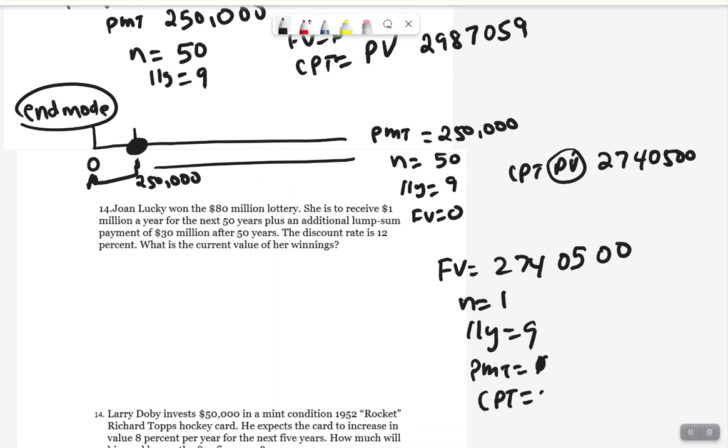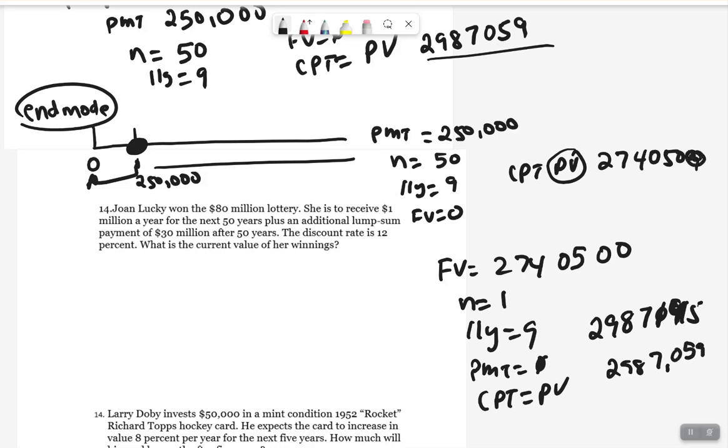You're going to compute your present value, and that should give you 298,707,145, depending on the calculator you're using. You should get a similar answer to what you got before. So this was 298... sorry, 298,059. Sorry, that's the answer that we got. I thought that's the answer. No, we should get a similar answer to what we got.